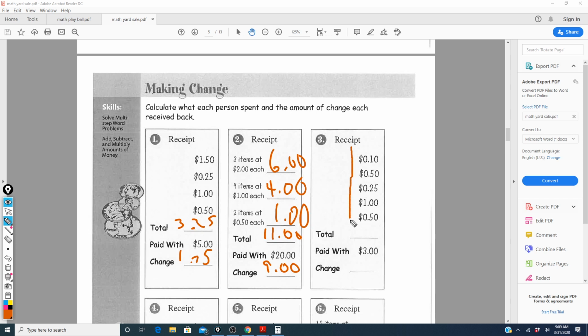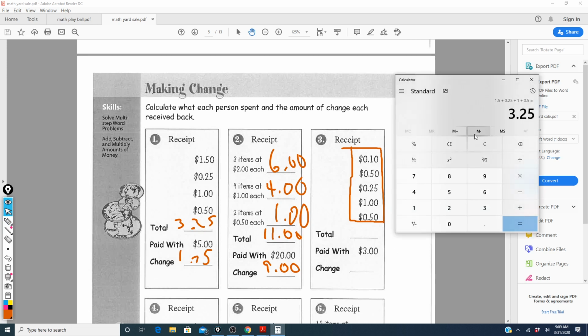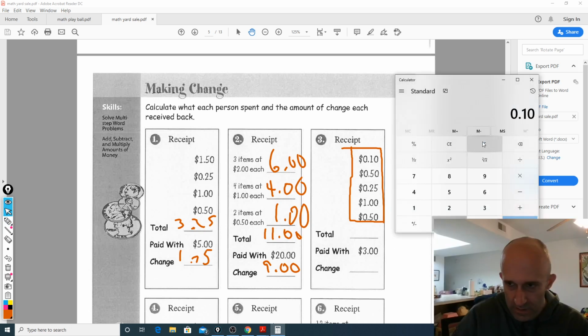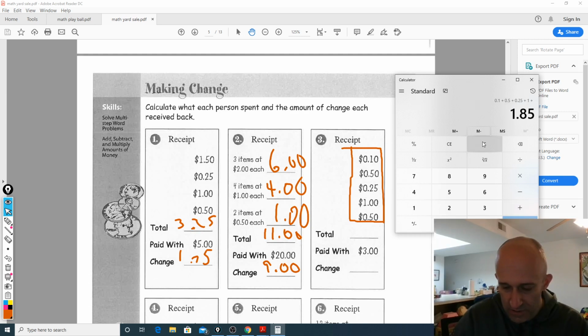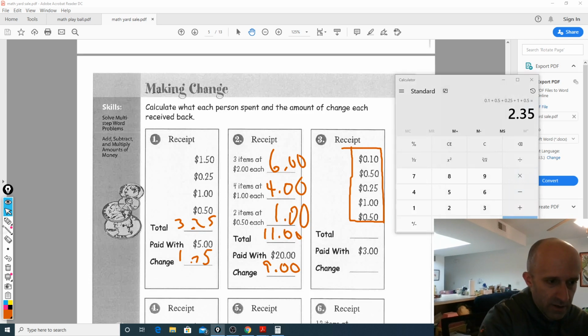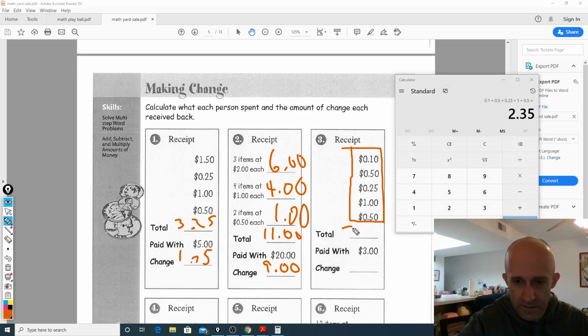If you had paid for these items right here, when you add them up, 10 cents plus 50 cents plus 25 plus your 1 plus your 50 cents plus your 50 cents will give you $2.35.